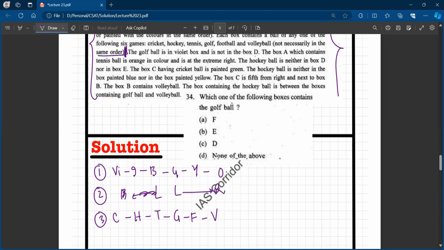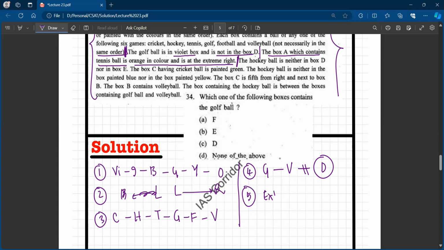The golf ball is in the violet box and is not in the box D. Be very careful. The box A, which contains a tennis ball, is orange in color and is at extreme right. So we have done till here. Extreme right position goes to A, the box which contains the tennis ball, and it is of orange color. Clear? Go to the sixth statement.